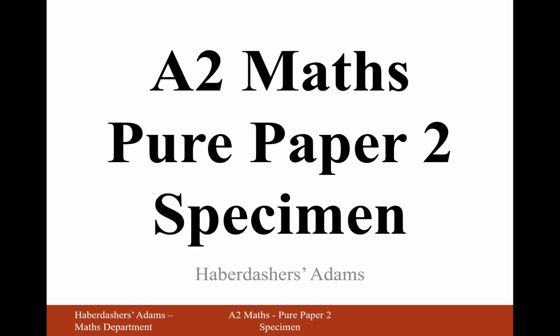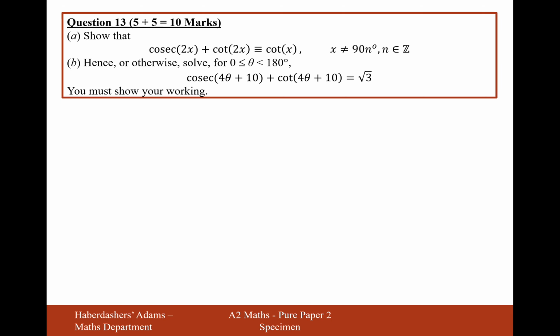Hello there and welcome to A2 Maths from Specimen Paper 2, and here we're looking at question 13, an awesome trigonometry question. So show that cosec 2x plus cot 2x is equal to cot x. So the left hand side is going to be identical to, it doesn't really matter if you use the triple equal to brackets or the double equal to brackets. All it means is that for any value of x, this equation or this identity is correct.